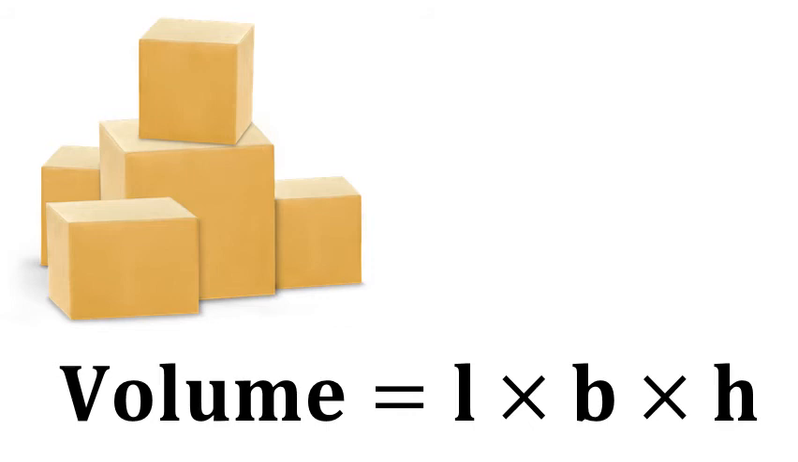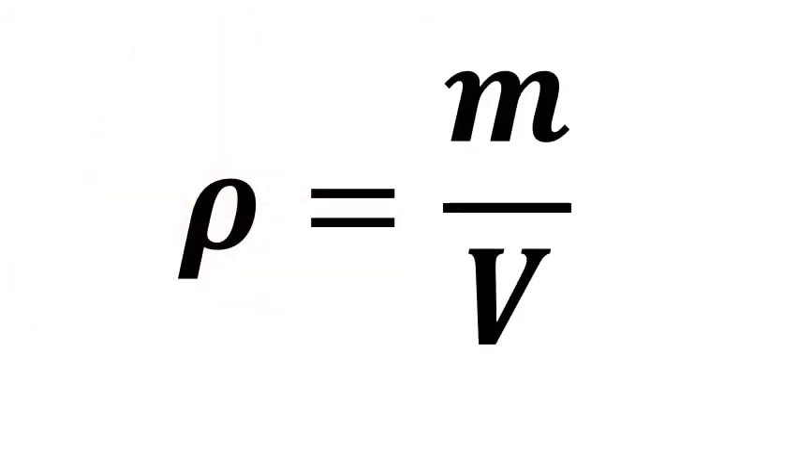Being a regular object, a cuboid, we just use volume equals length times breadth times height. So we measure the length, the breadth, and the height of the box, multiply them with each other and find the volume. Once we know the mass and the volume of the box, we just use our formula. Density equals mass over volume. We divide the two values and find the density. Remember, rho equals m over v.